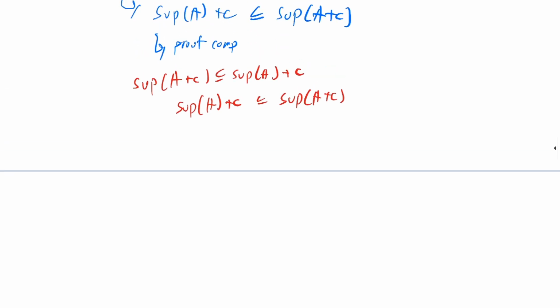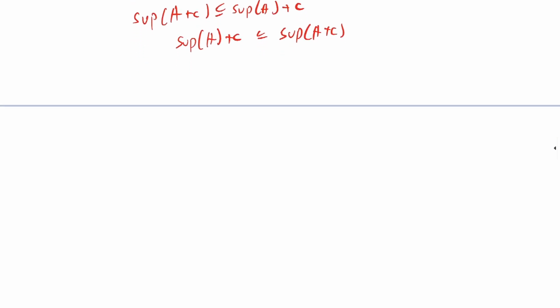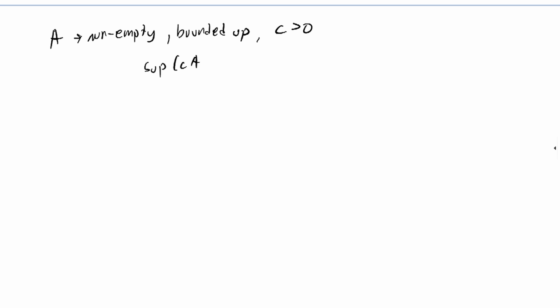Second problem, as I promised to go over and give a solution to. So if we have the same thing where A is non-empty and bounded above, and c is greater than 0, then we need to show that the supremum of cA equals c times the supremum of A.